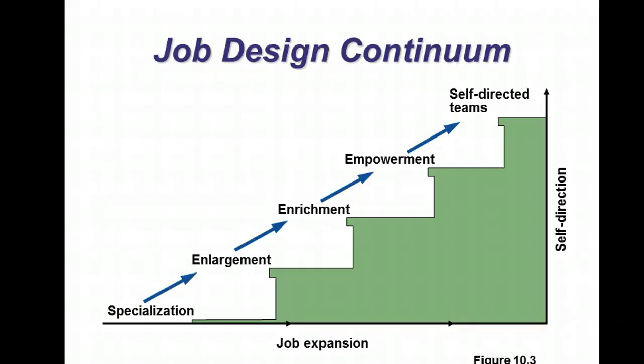Okay, here's the job continuum. This is how it should work: specialization, enlargement, enrichment, empowerment, self-directed teams. But you've seen folks you went to high school with who don't progress on this chart sometimes. Some guys, marijuana being what it is, and video games now, are happy to sit on the couch. And it all works out.